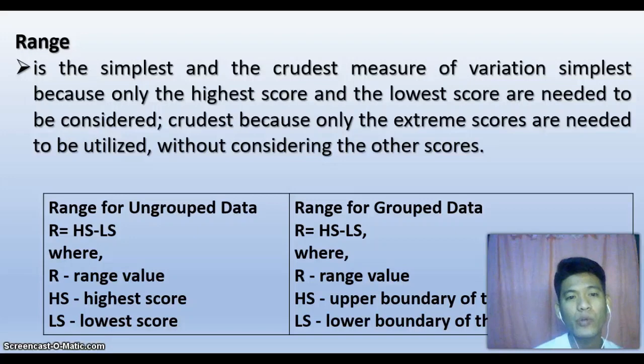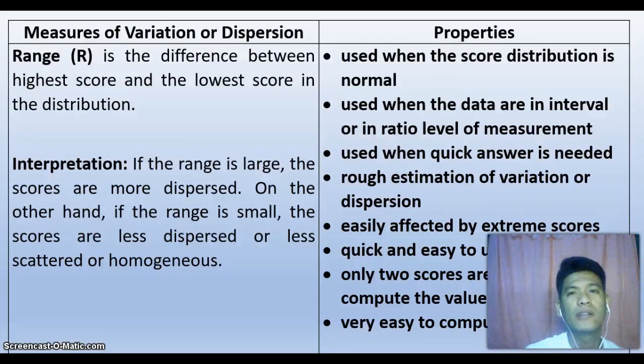So the range for ungrouped data will be R equals HS minus LS, where R is the range value, HS is the highest score, and LS is the lowest score. Range for grouped data is also R equals HS minus LS, where HS is the upper boundary of the highest value, and LS is the lower boundary of the lowest score. For the next topic, I will give you different examples on how to compute for range.